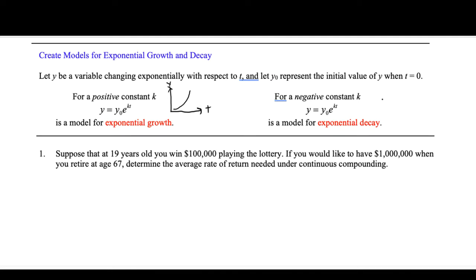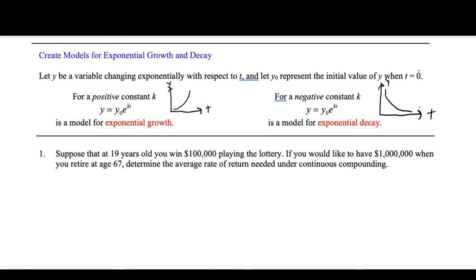And then exponential decay, something like this. This is time, this is y. As time goes on, the quantity decreases, but the rate of decrease also decreases. It decreases at a slower and slower rate. So the way you know whether a formula represents exponential growth or decay is by this constant k. If k is positive, then the model is for exponential growth. If k is negative, the model is for exponential decay.